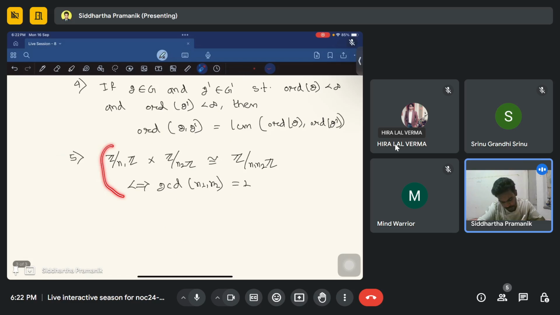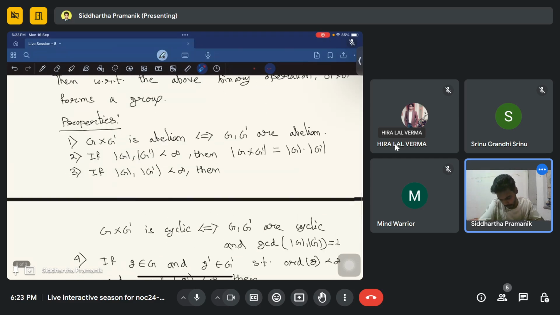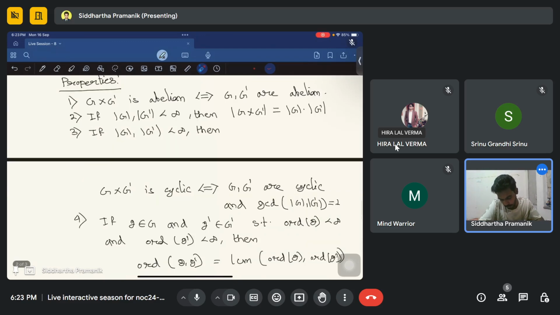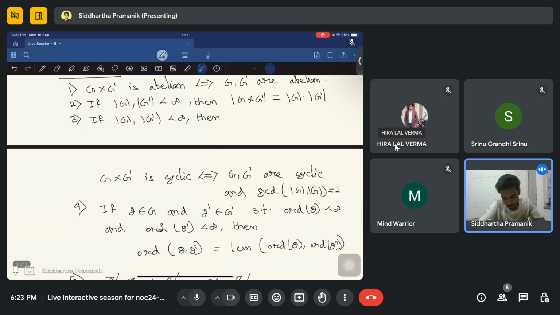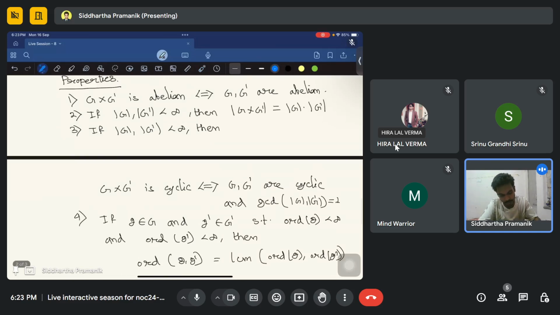And the third one is basically a result which says when the product of two cyclic groups is cyclic. So Z mod N1Z is a cyclic group, Z mod N2Z is also cyclic. So their Cartesian product is cyclic if and only if N1 and N2 are relatively prime. Okay, I hope you just remember these properties. You can find the proof of these properties in any standard book. So if you are interested, you can look.